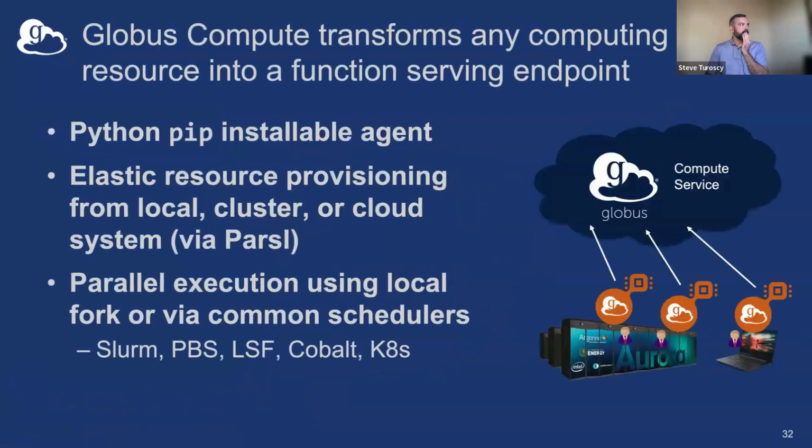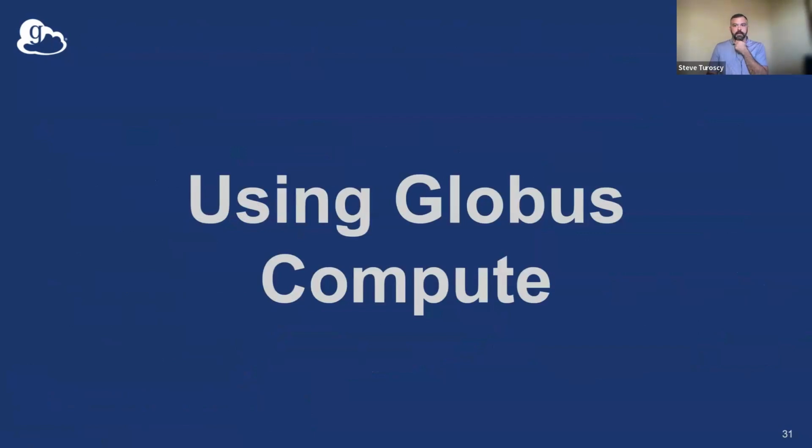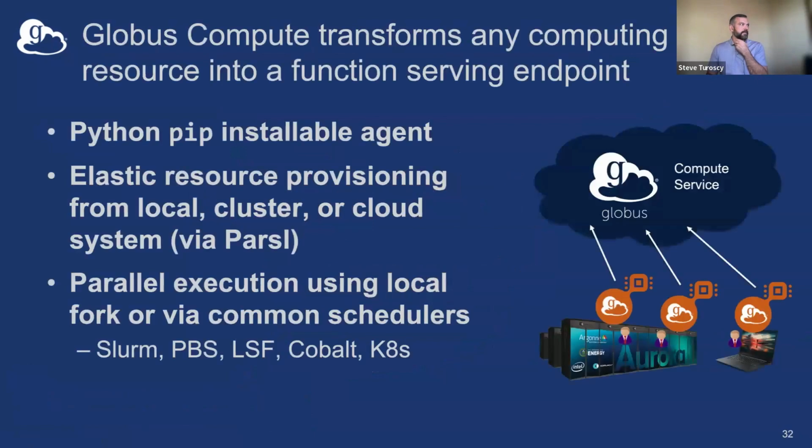Okay, we have a couple more slides here, and then we'll get into actually using Globus Compute. I'll move a little quick through these because I think the main thing is demonstrating the actual use of this. Globus Compute transforms any computing resource into a function serving endpoint, a function as a service. It's easily pip installable. A lot of our services are Python pip installable, so if you have Python and pip on your resource, you can install our SDKs and our services. It provides elastic resource provisioning from local cluster or cloud systems via something called Parsl, and parallel execution using local fork or via common schedulers. There are a lot of questions about schedulers for compute. Slurm, Cobalt, and Kubernetes are all available.